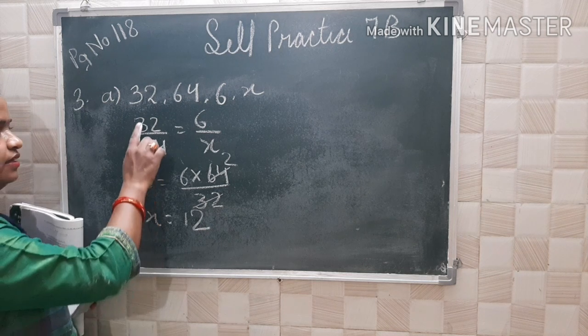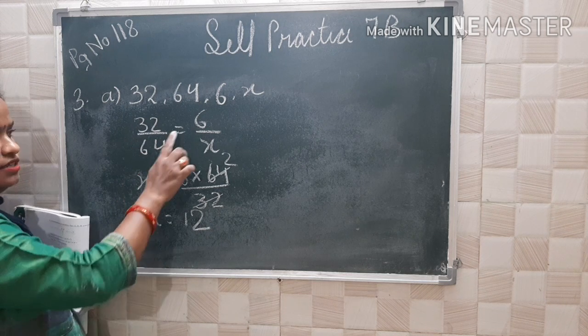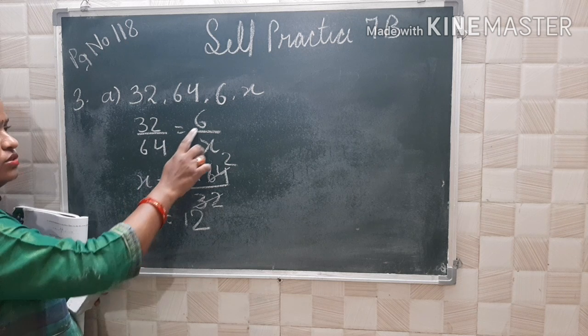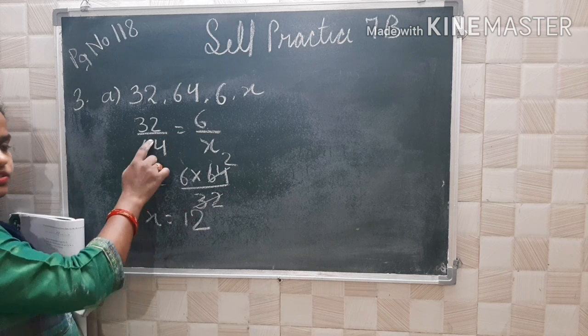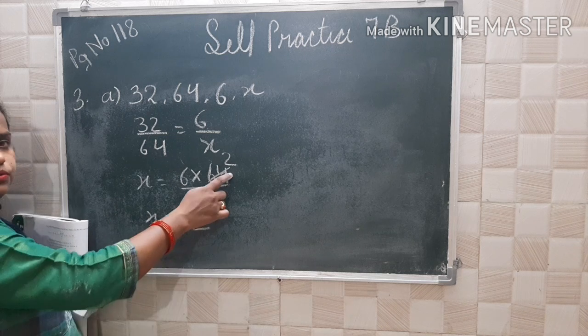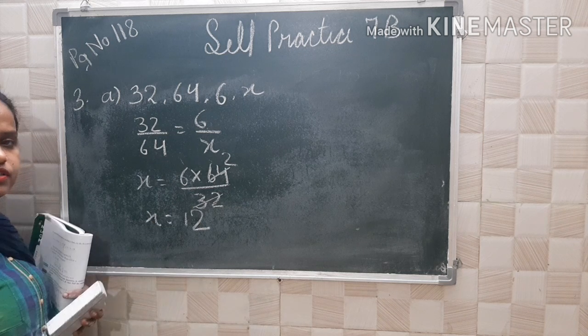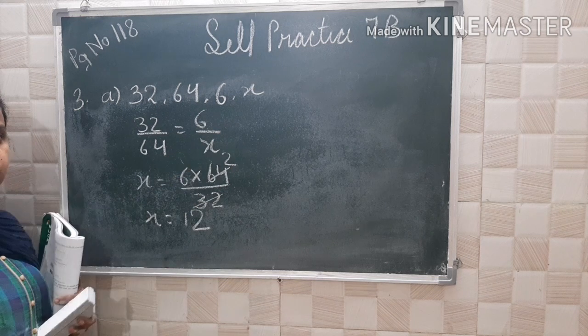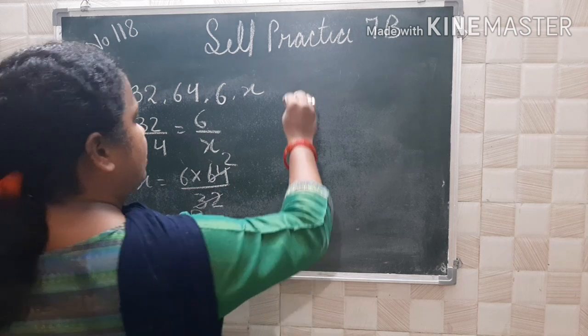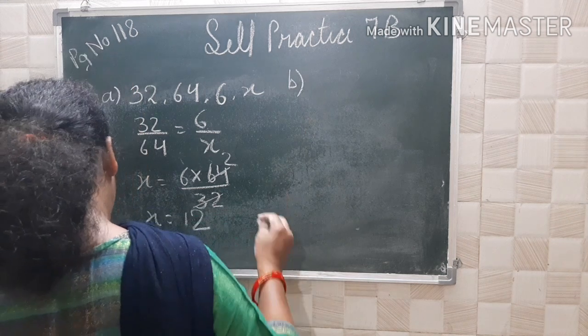12. Okay. 32 upon 64 is equal to 6 upon x. So x is equal to 6 into 64 upon 32. 32 2s are 64, so 6 2s are 12. So what is the value of x here? 12. Means what will be the fourth proportional? 12.